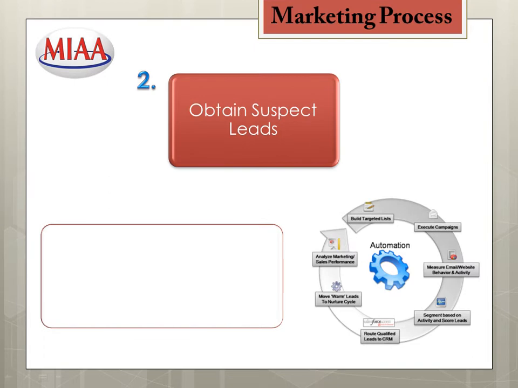Step number 2, obtain the suspect leads. There are many different ways to get these leads online. Sales Genie is one that comes to mind. Info USA is who powers Sales Genie. Probably one of the primary methods of getting leads. It'll provide you with the owner's name, the address, the phone number, the number of employees in the business. But there are other systems out there too.